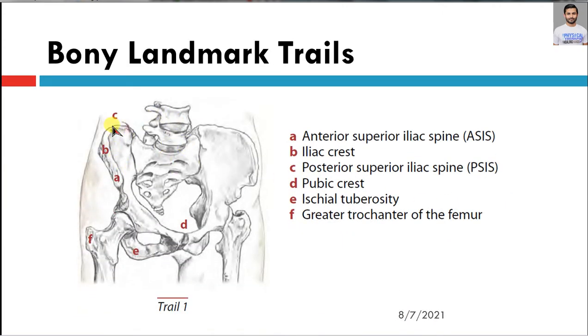So the clinically important landmarks are the anterior superior iliac spine, iliac crest, and posterior superior iliac spine. Then the pubic crest, ischial tuberosity, and greater trochanter. Luckily, most of these structures can be palpated either in the supine lying position or in the standing position, and only the ischial tuberosity is palpated either in standing or in prone lying. The rest of the structures, except the greater trochanter, which can be felt with active or passive movement, with internal and external rotation, are palpated in a static or resting position.